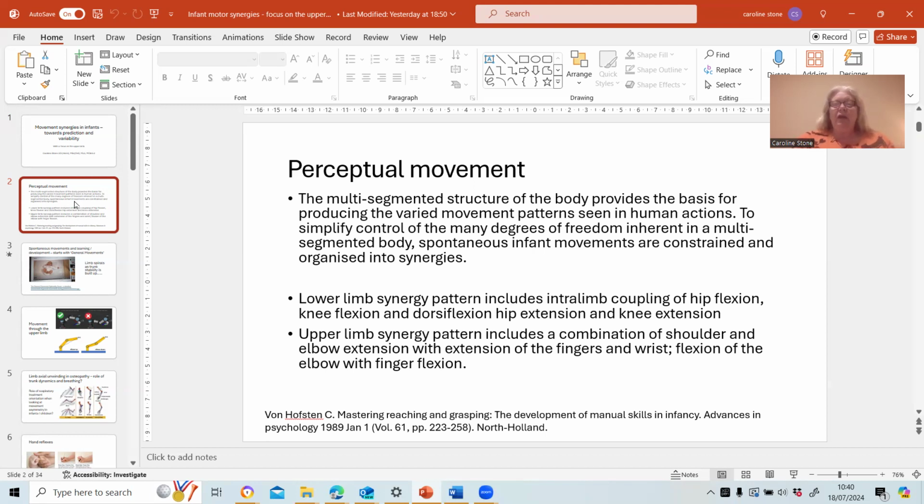If we look at lower limbs, obviously we need to think about how hip flexion is managed, how knee flexion is managed, and how those two things come together, as we move both hip and knee into flexion and then into extension. Upper limb synergy patterns include shoulder and elbow extension and extension of the fingers and the wrist. We have flexion of the elbow, we can have finger flexion and finger extension. So there are many different possibilities that we can bring into bear.